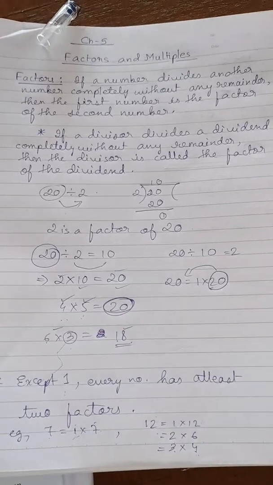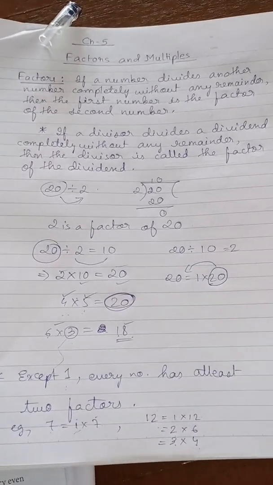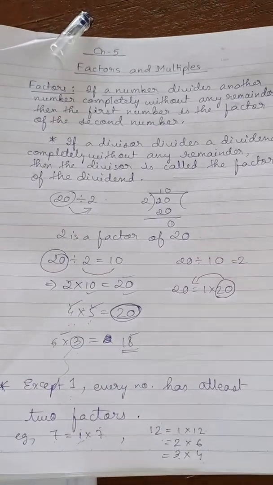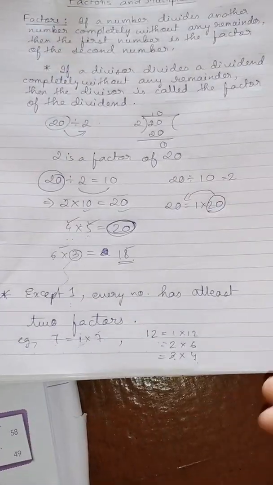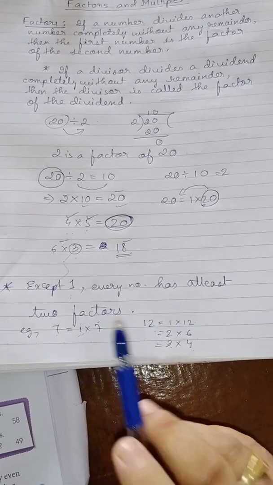So as I said, a number can have minimum 2 factors, and maximum it can be anything. It can be 4 factors, 5 factors, 6 factors, but minimum it will have 2 factors. So except one, every number has at least 2 factors. At least 2 factors will be there, and there can be more than that.